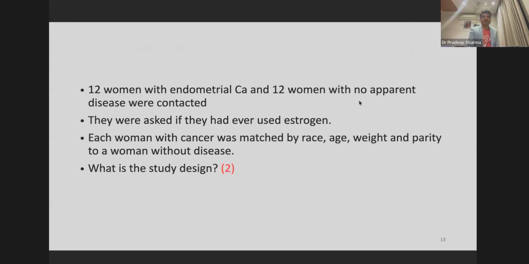Women with cancer and without cancer were contacted and asked if they had history of estrogen use, and they were matched. So what is the study design? Yes, case control. Very good.